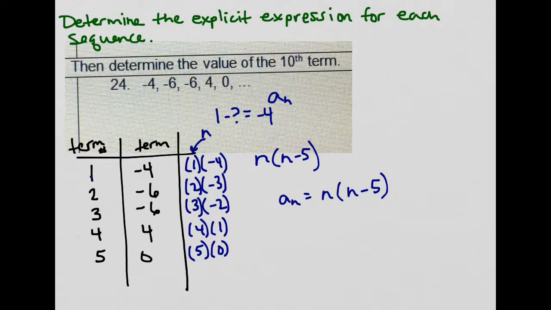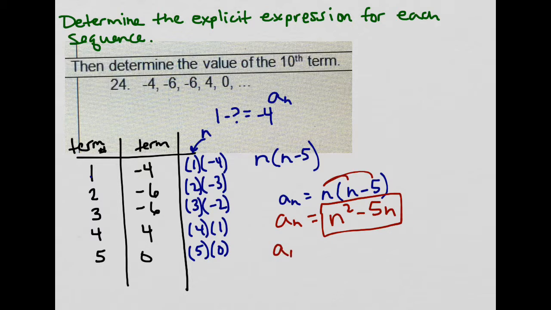So that's going to be my pattern every time. So now I'm just going to simplify it a bit. So that's going to equal n squared minus 5n. So this is my explicit formula. My explicit expression would just be this part of it.